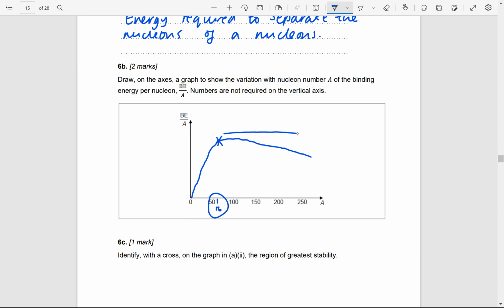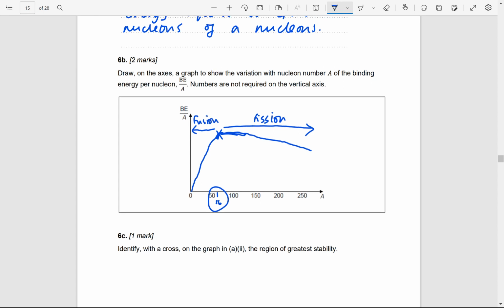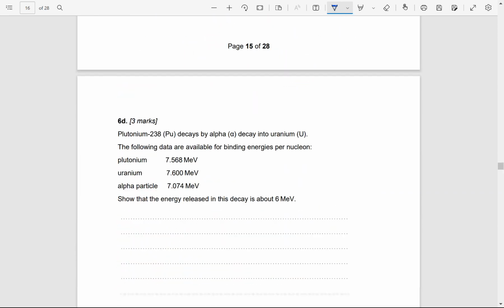So what that means is anything in this direction after the highest point, this needs to be the highest point, basically, energy is released by fission, and anything in this direction, energy is released by fusion.